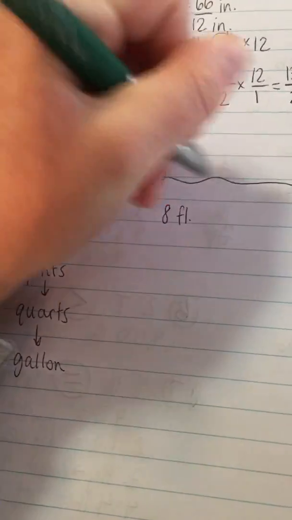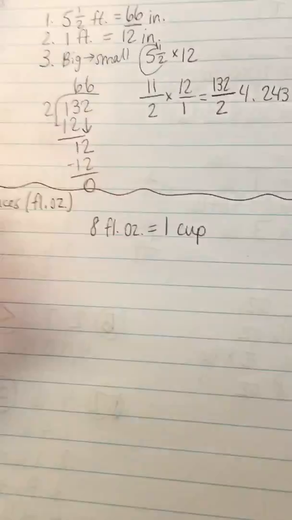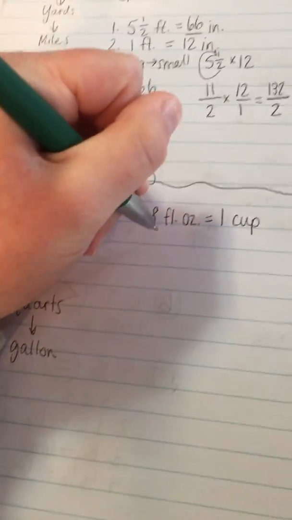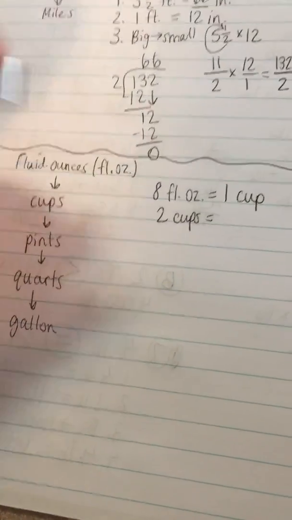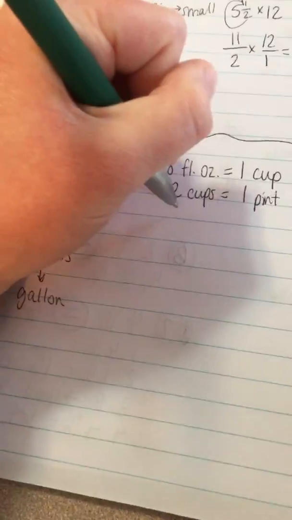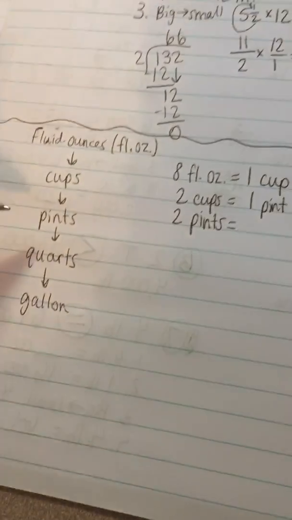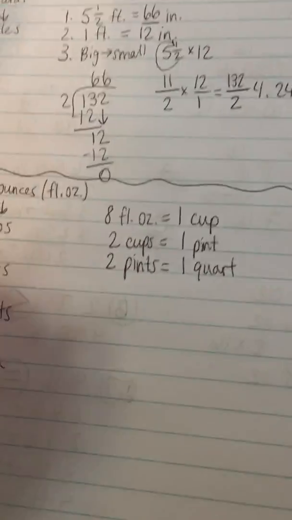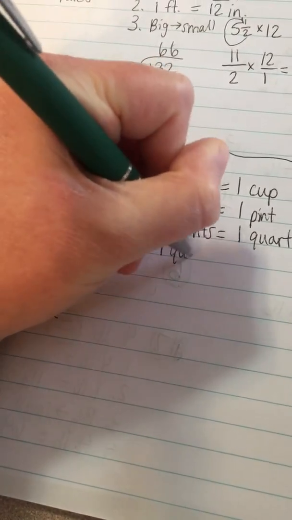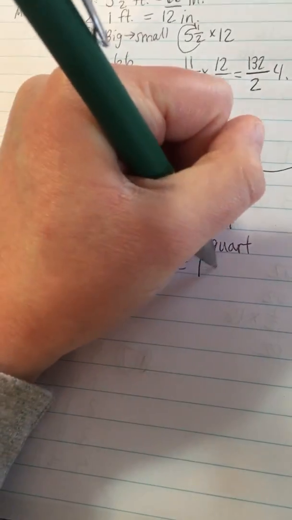8 fluid ounces equals 1 cup. Then 2 cups equals 1 pint. Okay, so I'm getting bigger. 2 pints equals, what do you think? 1 quart. And 4 quarts equals 1 gallon.